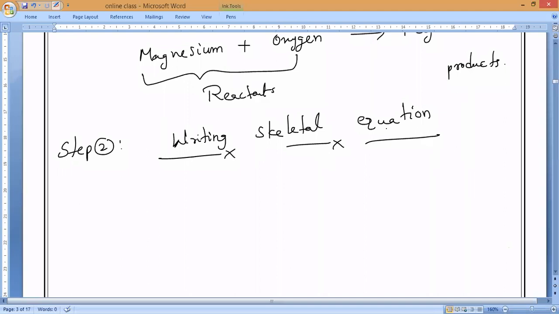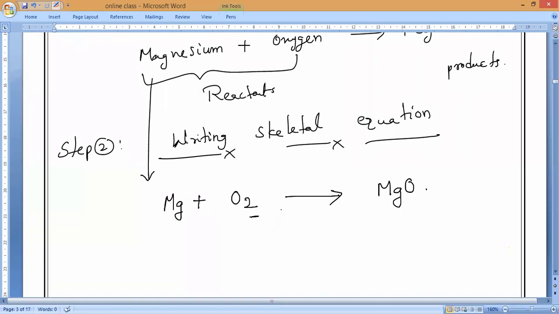Writing skeletal equation. Tell me, what is the chemical equation in this form? Skeletal equation means replacing with the symbols. Magnesium symbol is what? Mg. Mg plus O2 will give you magnesium oxide, MgO.